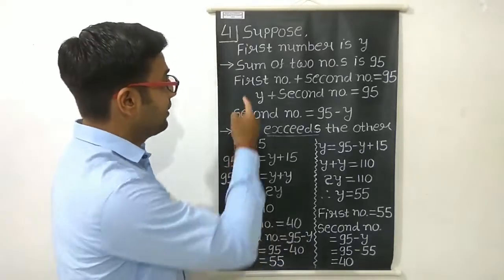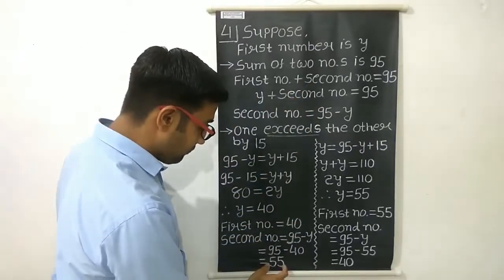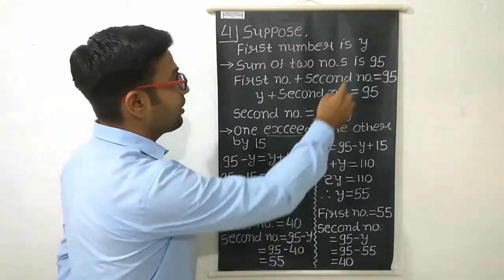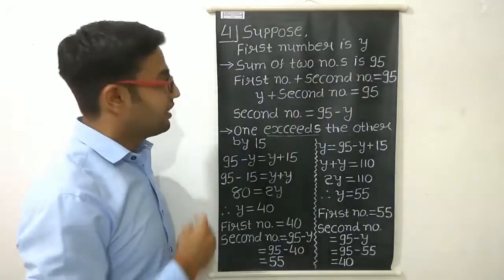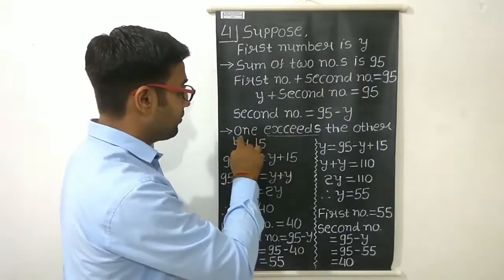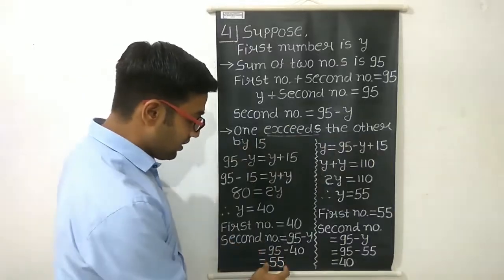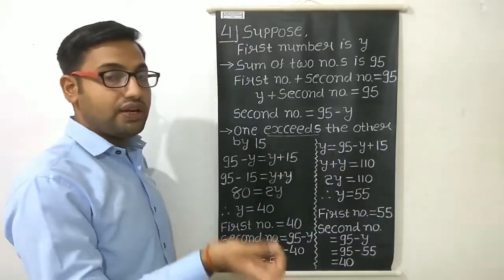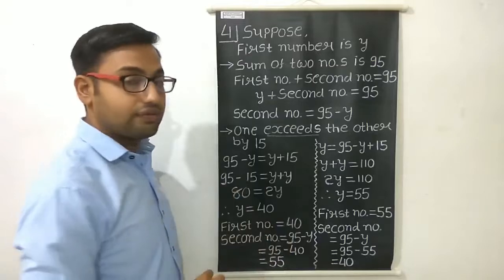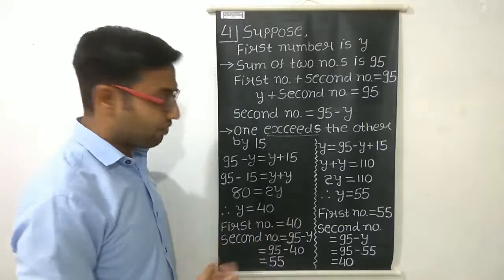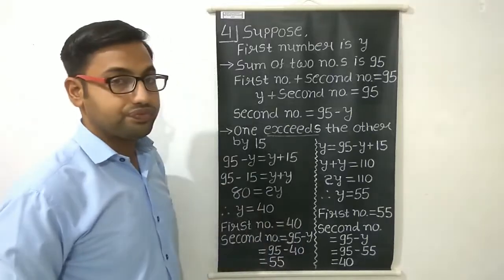And you can see that the sum of both the numbers, first number and second number, 40 and 55, becomes 95. Second condition is also satisfied, that one number exceeds the other number by 15. You can see that this 55 is 15 more than 40. If we add 15 to 40, we will get 55. So our answer is true.